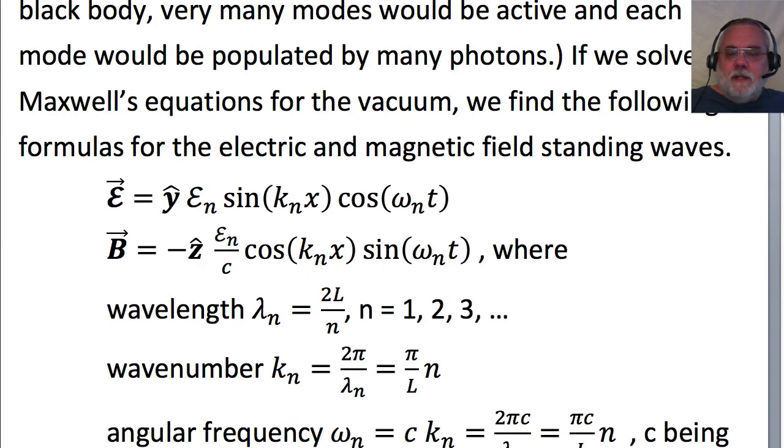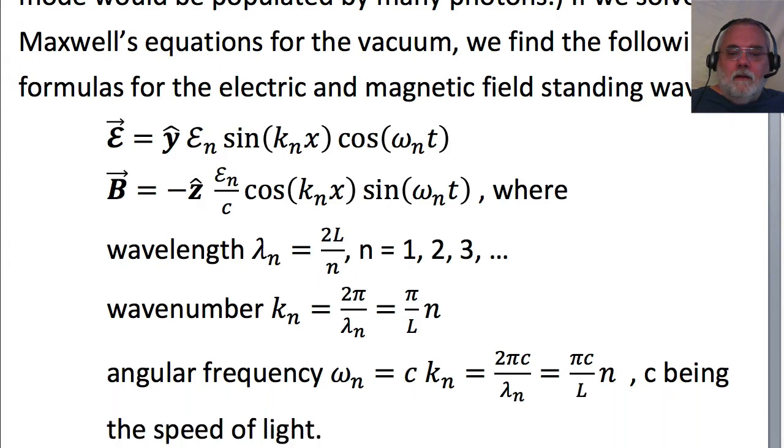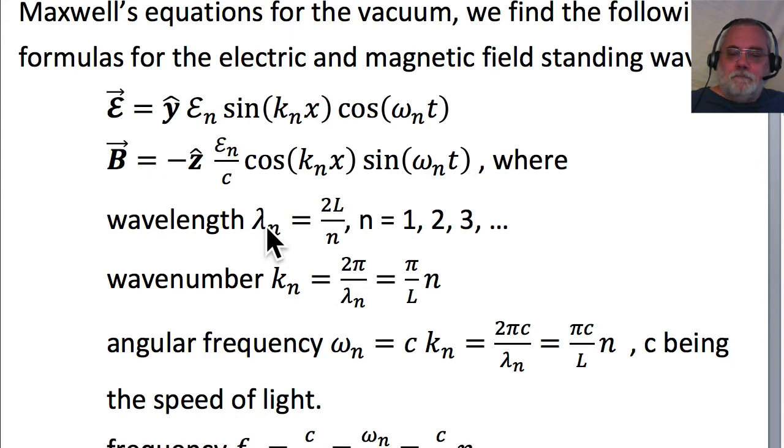If we solve Maxwell's equations, we will find the following formulas for the electric and magnetic field standing waves. The fields are standing waves. There's a position dependence, sine kx and cosine kx, multiplied by a time dependence, cosine omega t, sine omega t. These are standing waves. The wavelength, lambda sub n, is twice the length of the cavity divided by the mode number n, which can take on values 1, 2, 3, up to plus infinity. The wave number, k sub n, is 2 pi over lambda, so it is pi over length L times mode n.